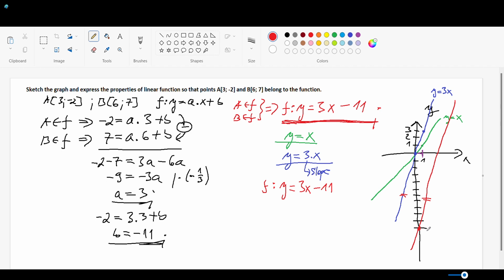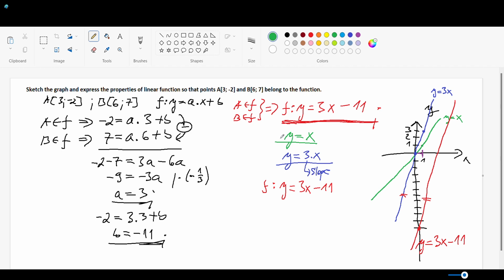Basically, if you would check the slope again, I'm not going to explain that because it's information which is not needed now. So our red line is representing our function, which is defined by the equation y equals 3x take away 11. We are done here. So this is our graph.